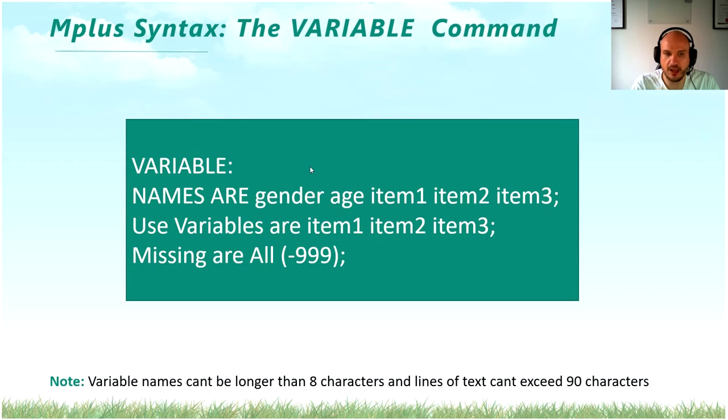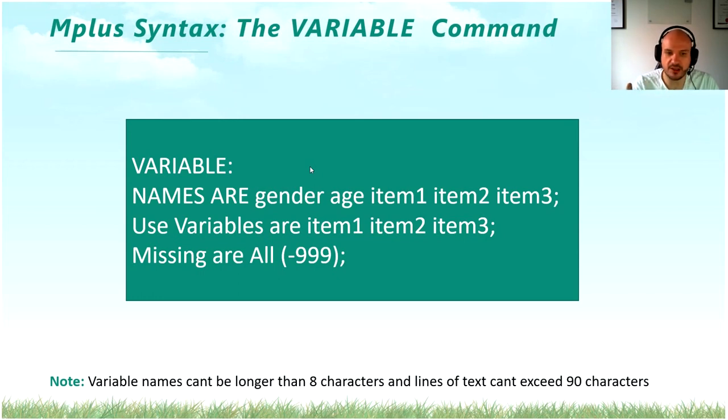So in this example, under our variable command, we have 3 commands: the names are command, the use variables command, and the missing command. Now the names are is where you list every single factor in your dataset. So every column in your original SPSS or Excel datasheet, you list here, in the exact same order that it was represented in your SPSS or Excel file. Every single last one, all 500 of them.